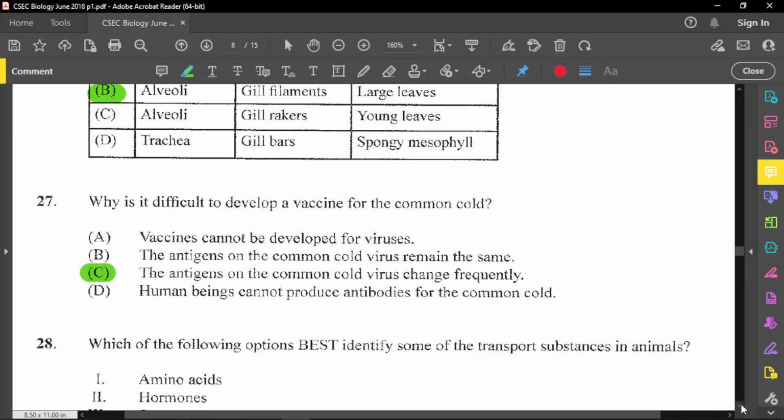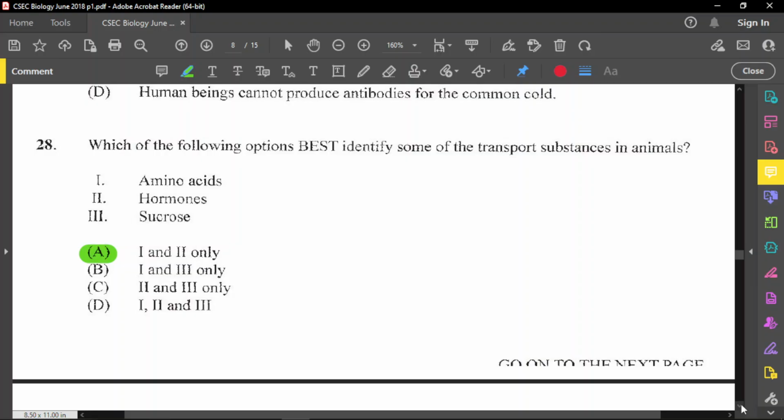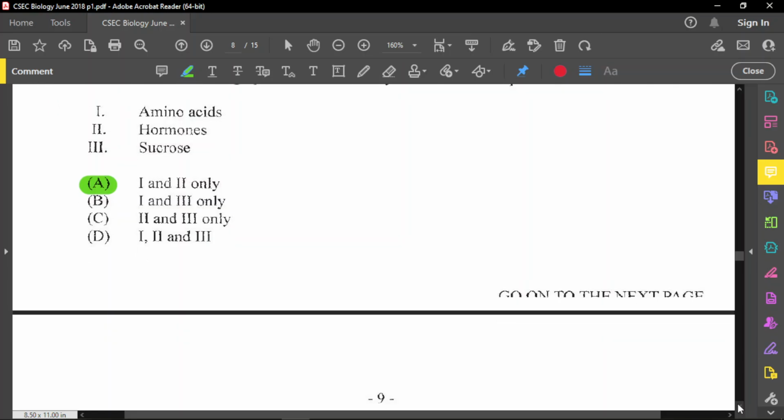All right. Now for 28, they said which of the following options best identifies some of the transport substances in animals, and amino acids are being transported. Hormones are also being transported, but sucrose is being transported in plants, which I mentioned in a previous question. So yeah, 1 and 2 definitely. Sucrose isn't transported in animals, right? Glucose is the sugar that is being transported in animals.